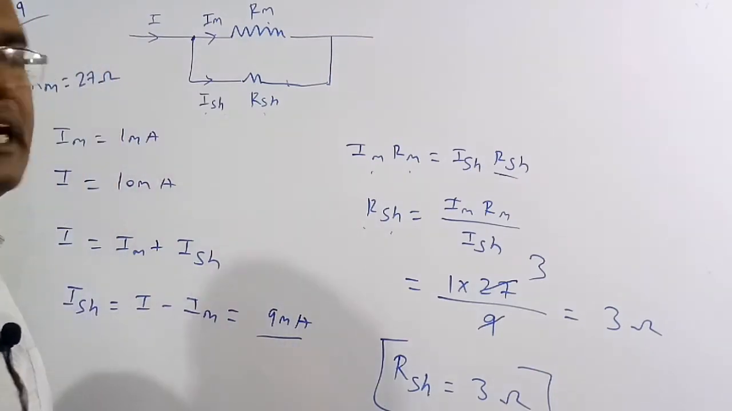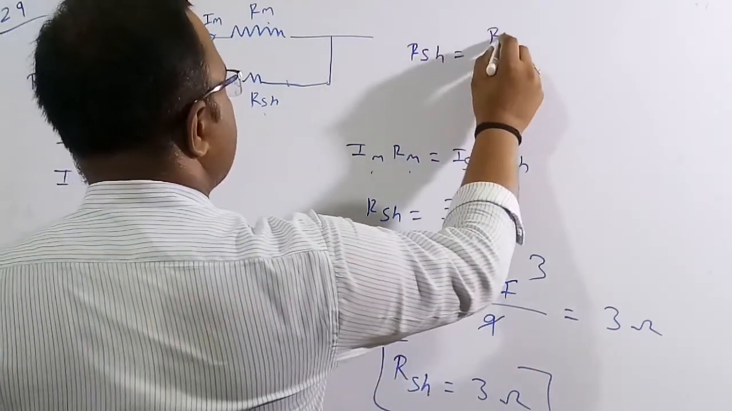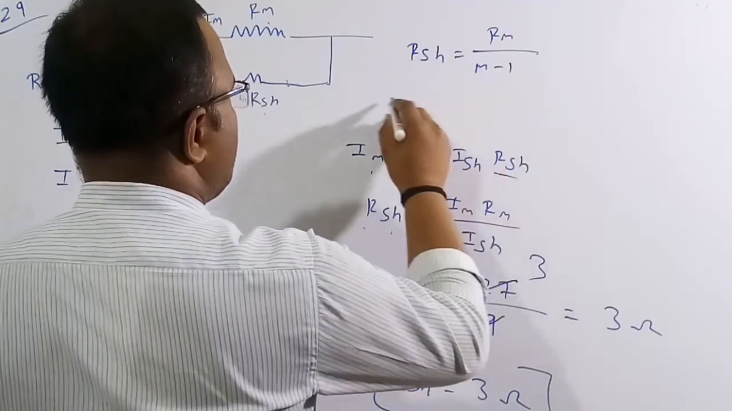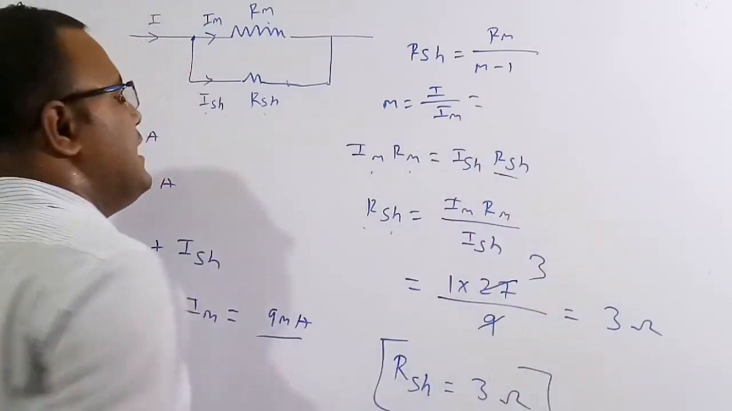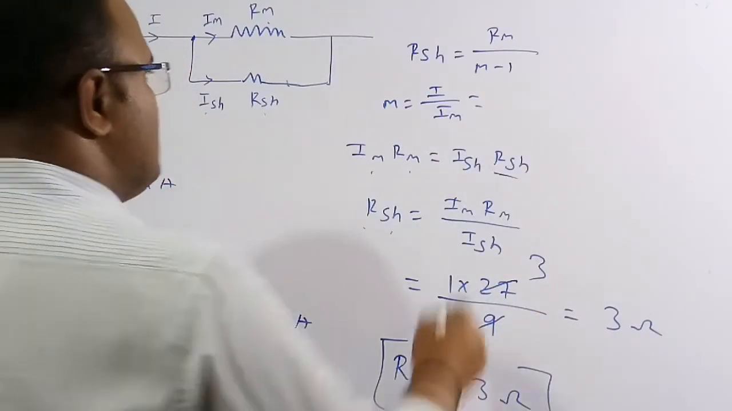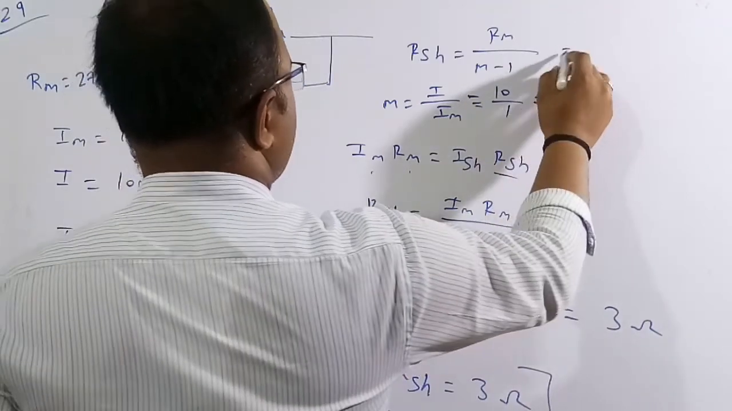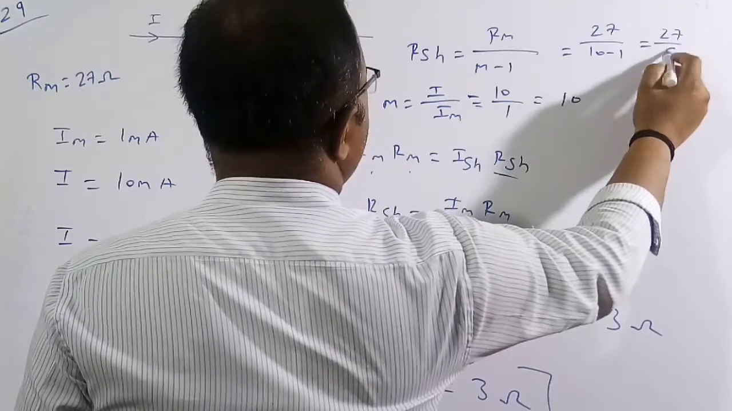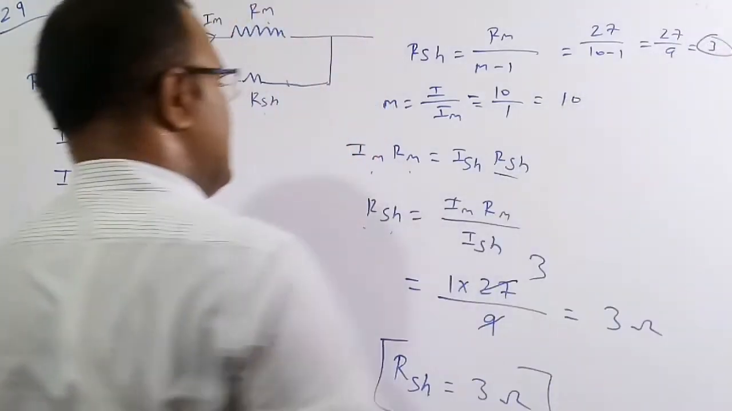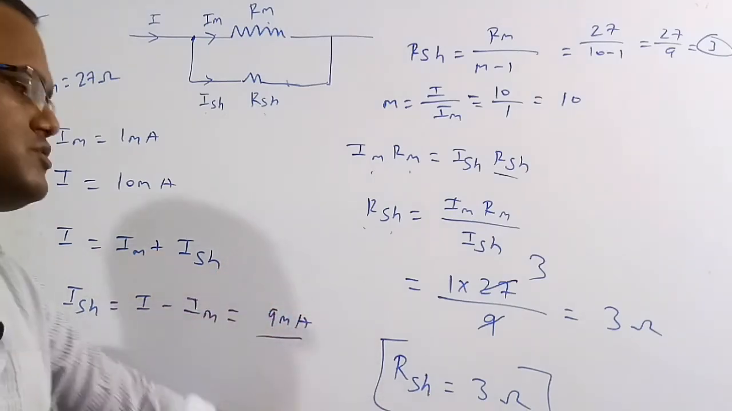You can do it in another fashion also, directly by using the formula RSH is equal to RM by M minus 1, where M is I by IM. So I is called the circuit current and IM is called the meter current. So with the value of I as 10 by 1, which is 10, RSH is equal to 27 by 10 minus 1, which is 27 by 9, which is 3. So you can go directly by the formula, which gives 3 ohm, or if you forgot the formula you can go by this procedure also.